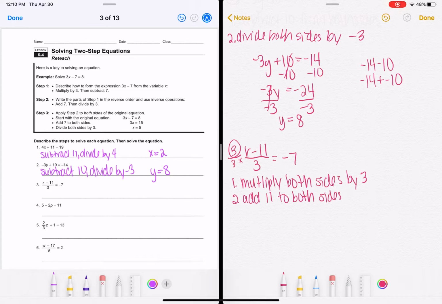So times 3 times 3. So that gives us r minus 11 equals negative 21. I'm going to add 11 to both sides. So negative 21 plus 11, they are unlike signs, so you subtract. 21 minus 11 is 10, and negative 21 has the greater absolute value, so my answer is negative 10.